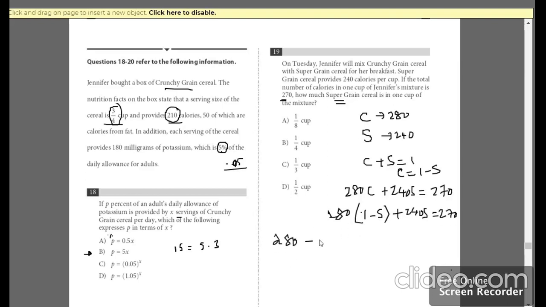So upon substituting over here, I'm going to get 280 times (1 minus S) plus 240S is equal to 270. Multiplying this will give me 280 minus 280S plus 240S is equal to 270. So this is going to give me negative 10, and this is exactly negative 40S. Since, as I told you, we want to find out how much super grain, S is going to be 10 over 40, which is nothing but 1/4, that is option B, bingo.